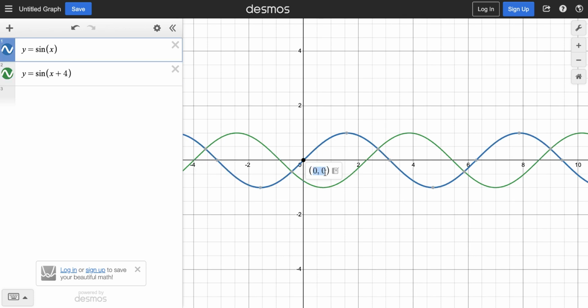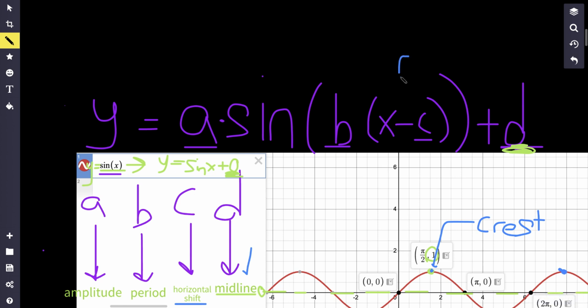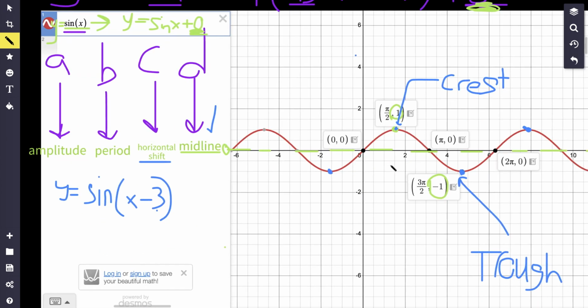Originally, our point is (0, 0). This is, let's say, our comparison point. Well, now our comparison point has shifted 4 units to the left, which is coming from this plus 4. So that is what horizontal shift is. It is this thing in the middle that you can subtract or add, and it moves the function left or right.